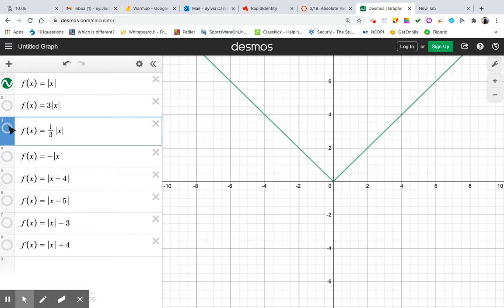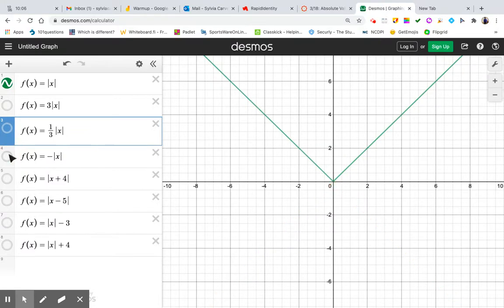So the green one is our parent function. Let's see what happens when I add a negative in the front. And you probably already guessed that one. The negative in the front is going to flip it over the x-axis. So the green is my parent function. When I added a negative in the front, it reflected over the x-axis.